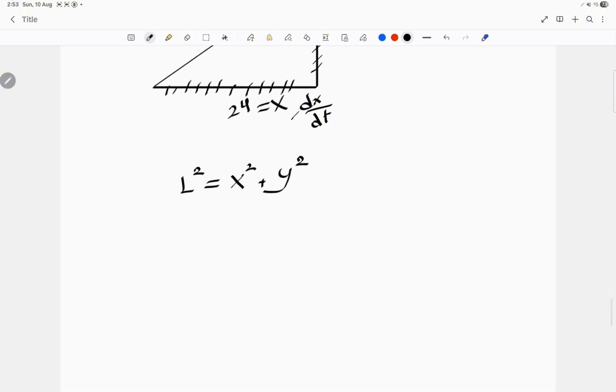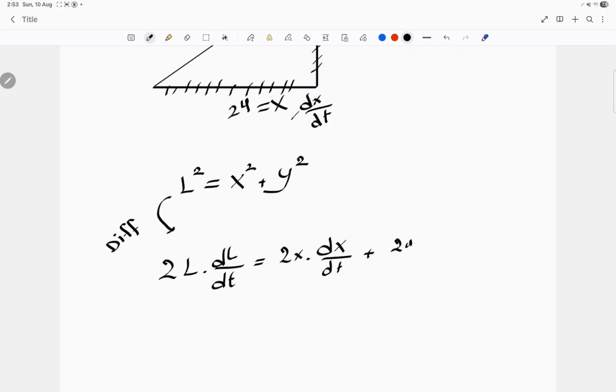All right. Let's now differentiate. So what do we get? 2L dl over dt is equal to 2x dx over dt plus 2y dy over dt.